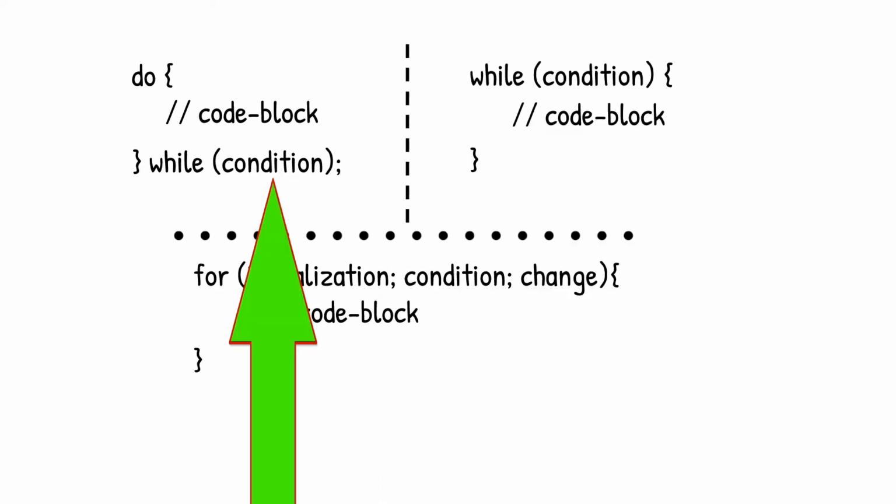At the end, you have the condition with the while. Every time the code block is executed, the condition check will evaluate whether another repetition of the code block is required. If the condition is true, then the code block will be executed again. Otherwise, the execution will move forward to whatever statements are there outside the do-while loop.